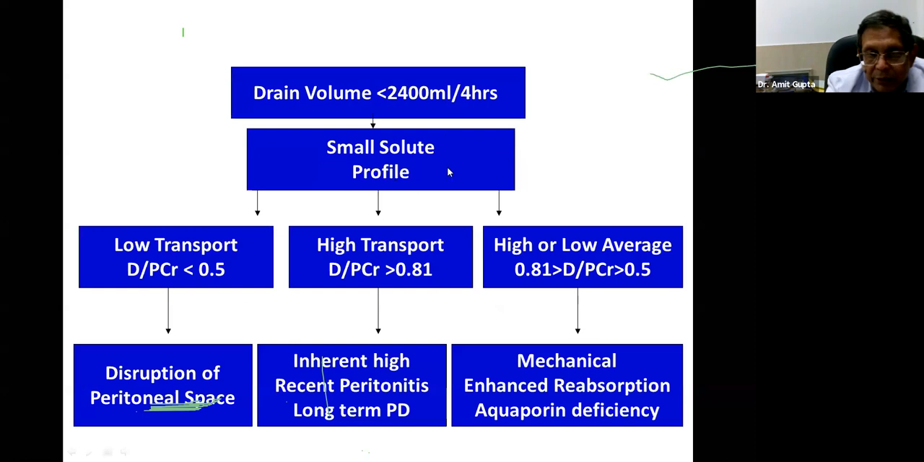Now look at the small solute profile. If the patient has a low transfer, with a D by P creatinine of less than 0.5, it suggests there's disruption of the peritoneal space. If you have high transport, when the D by P creatinine in a patient who has low ultrafiltration is more than 0.81, it shows that there's either an inherently high transporter, who's had recent peritonitis, or has been on long-term PD. And if the transport criteria are in between, that is either a high average or a low average, then it could be either a mechanical blockage or enhanced reabsorption or aquaporin deficiency.